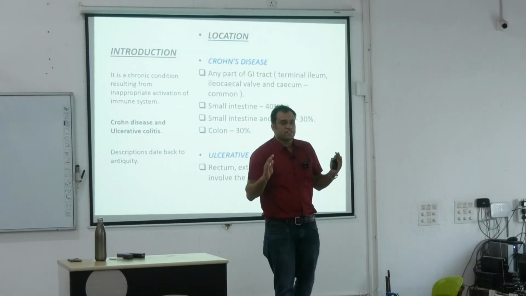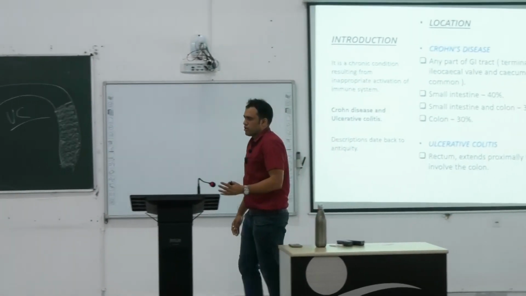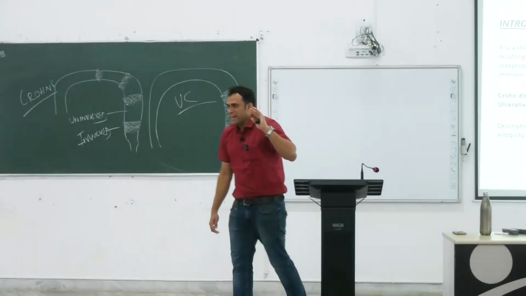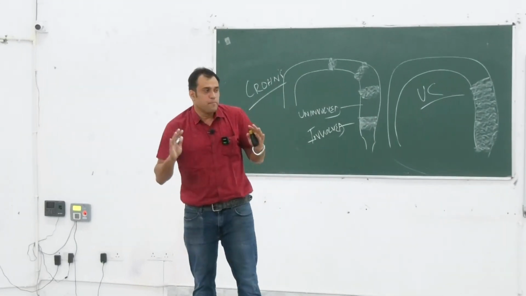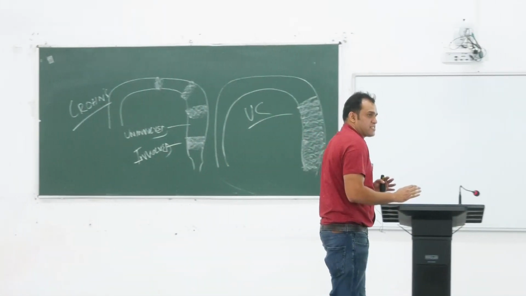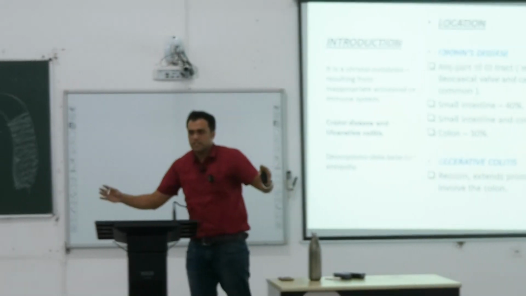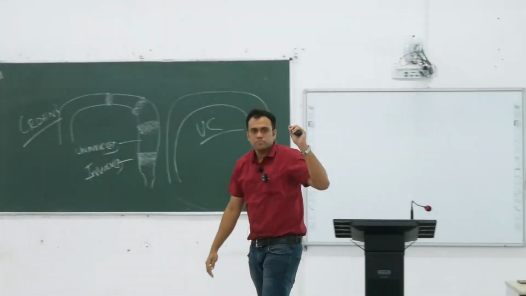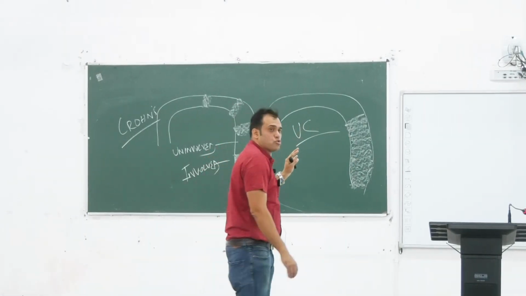In case of extensive ulcerative colitis, there is involvement of the terminal ileum, which is called backwash ileitis, but it's very rare. So when the examiner asks you the location, please make a mention of this. Crohn's disease can involve any part of the gastrointestinal tract, but the most frequent sites include the terminal ileum, the end of the ileum at the junction with the large intestine, the ileocecal valve, and the cecum. These are the most common sites.